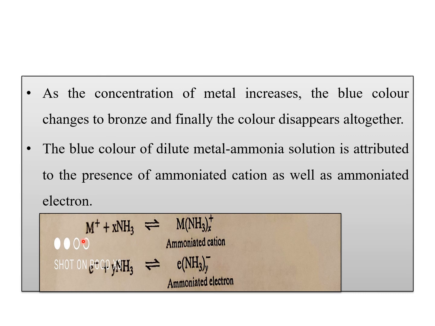As the concentration of metal increases, the blue color changes to bronze, and finally the color disappears altogether. On evaporating the alkali metal ammonia solution, the alkali metal can be recovered. The blue color of dilute metal ammonia solution is attributed to the presence of ammoniated cation as well as ammoniated electron.